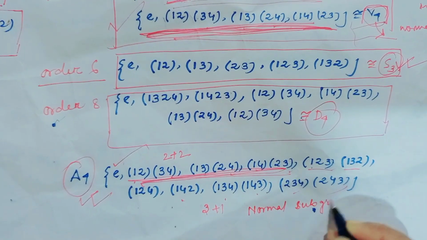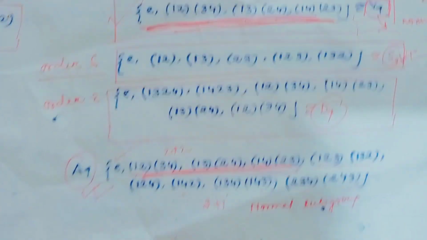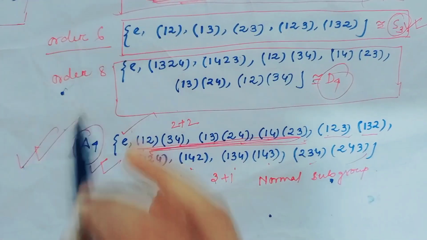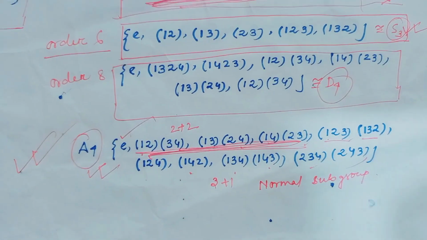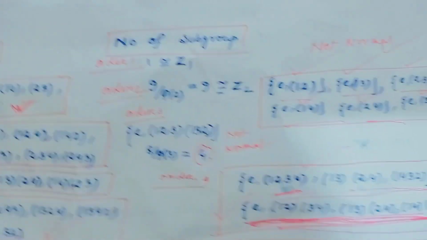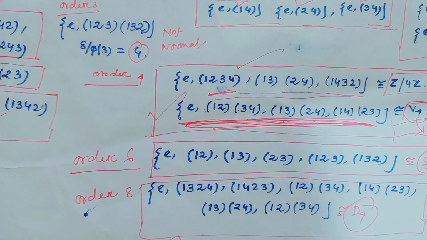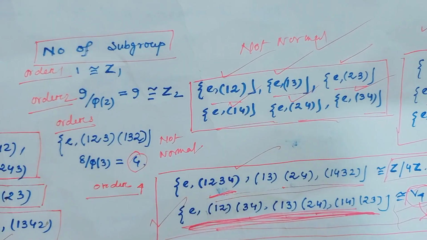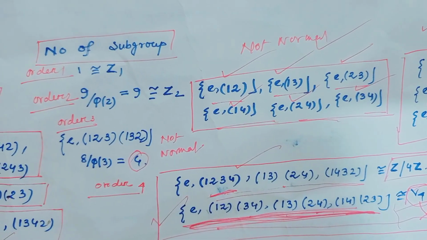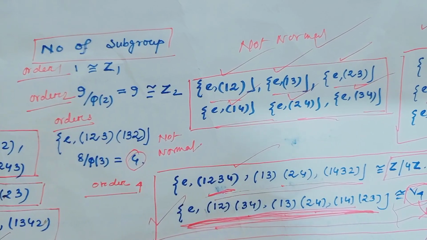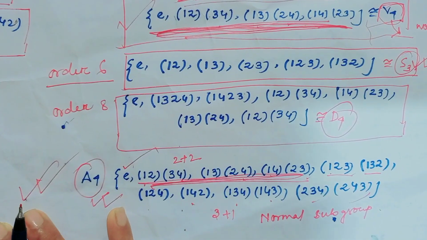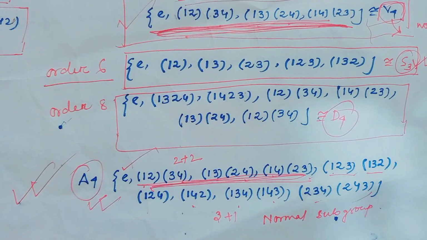And S4 itself is obviously a normal subgroup. So in S4, the identity, the Klein four-group, and A4 are normal subgroups. I hope all my viewers have understood how the subgroups in S4 look, and how the normal subgroups in S4 look. How we have to find the normal subgroups in any permutation group.